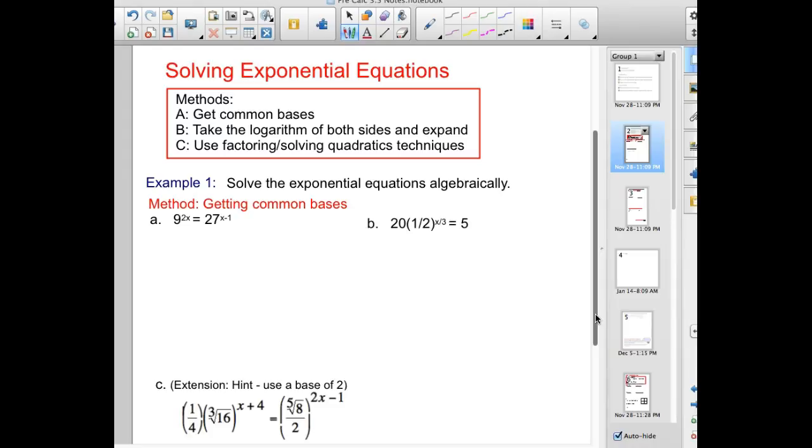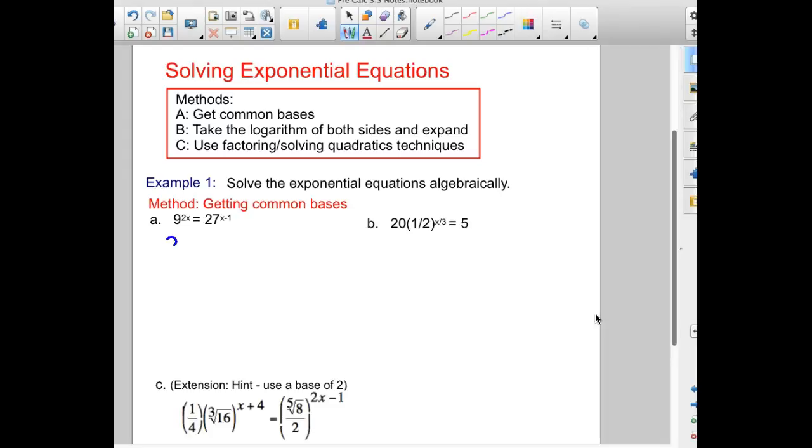So since we're looking at 9 and 27 as our bases, we would convert those to 3s. So think of 9 as 3 squared, and it is to the 2x power. And think of 27 as 3 cubed, and that is to an x minus 1 power. And now when you have a power to a power, you just multiply them. So this becomes 3 to the 4x equaling 3 to the 3x minus 3 if we distribute that.